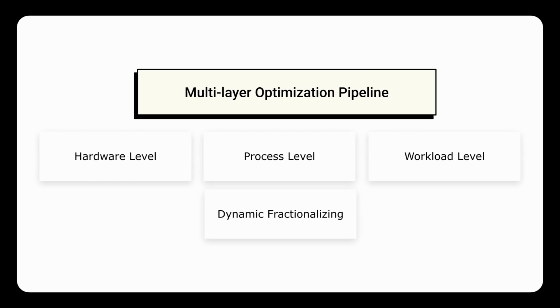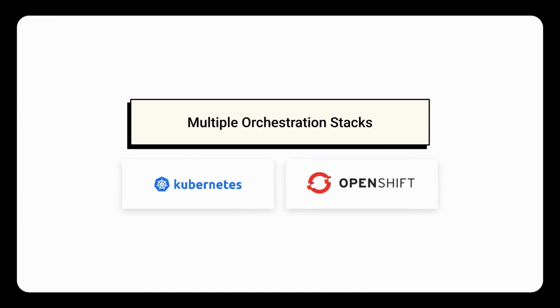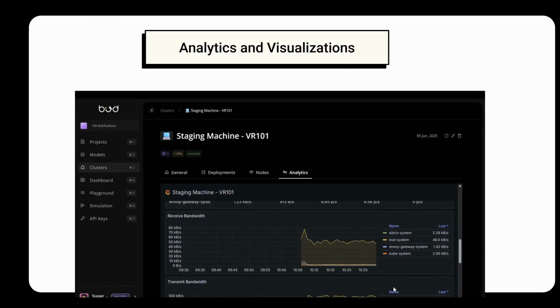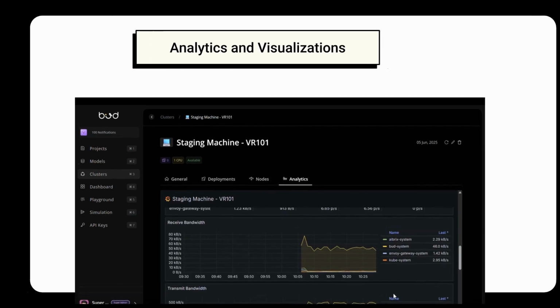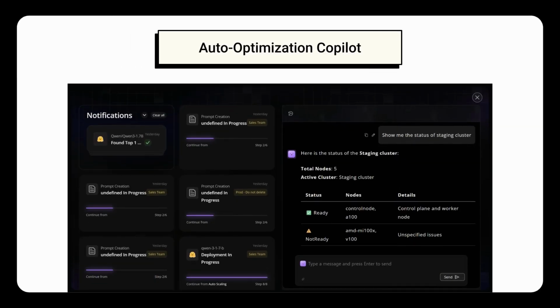Bud AI Foundry also integrates seamlessly with modern orchestration stacks, like Kubernetes and OpenShift, and provides rich analytics and visualizations, so you can see exactly how your GPUs are being sliced, scheduled, and optimized in real time. And to make things even simpler, we've built an auto-optimization copilot that helps you fine-tune your GPU virtualization settings automatically, so you get optimal performance without needing deep GPU or systems expertise.